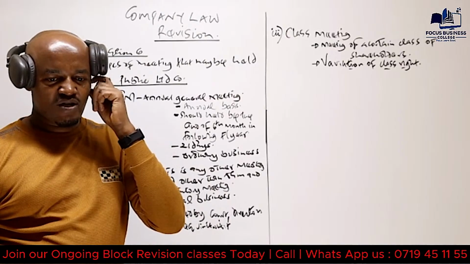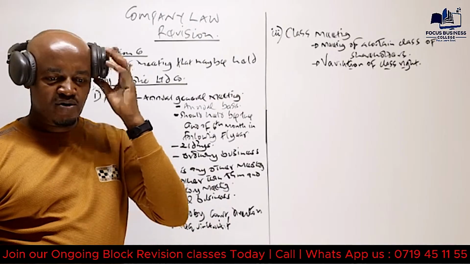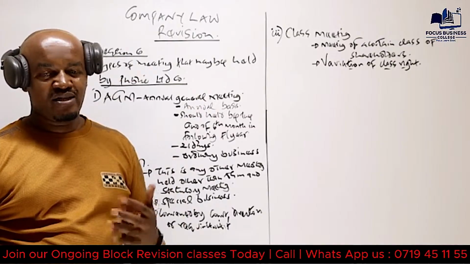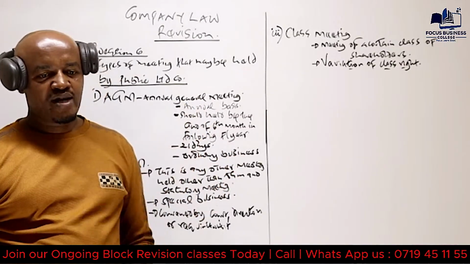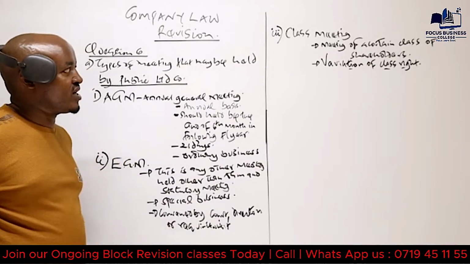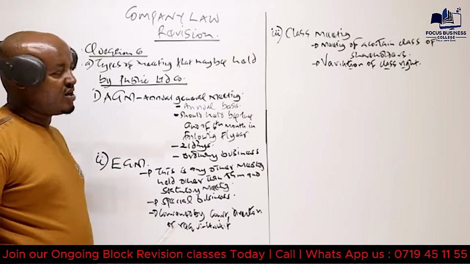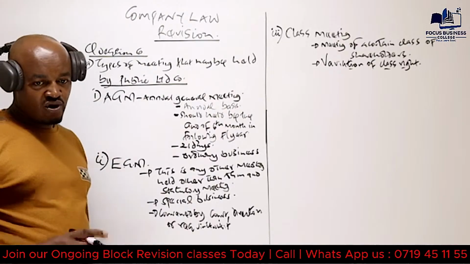So the company would be required to convene, not a general meeting per se, but a class meeting of the preference shareholders, whereby the preference shareholders will come in, discuss that issue, and approve it by a special resolution.